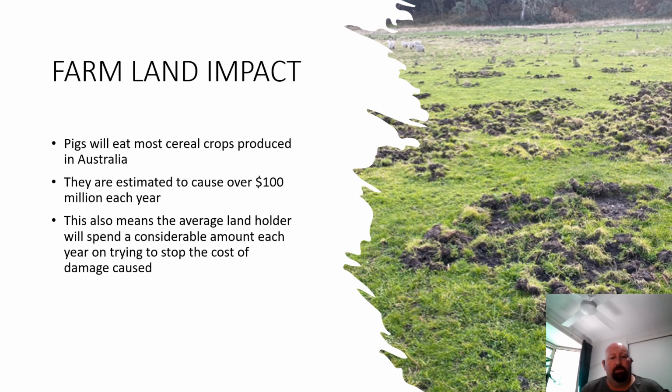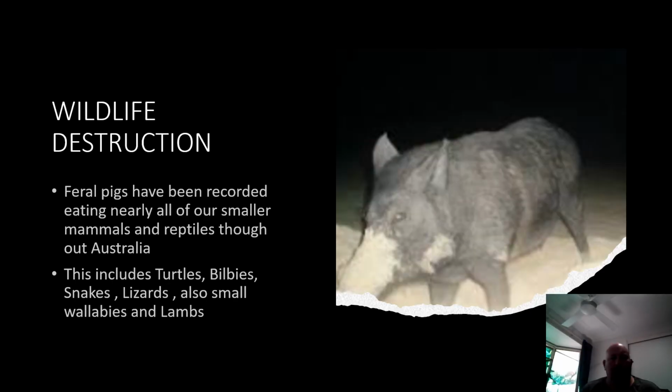Pigs are not only limited to crop damage, they can also cause considerable livestock damage. For example, sheep during lambing season will have their lambs preyed upon by these pigs while they are lambing. Wildlife destruction. Feral pigs have been recorded eating nearly all of our smaller mammals and reptiles throughout Australia. This includes turtles, bilbies, snakes, lizards, also wallabies and lambs.